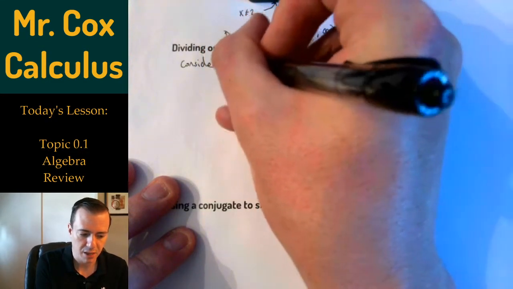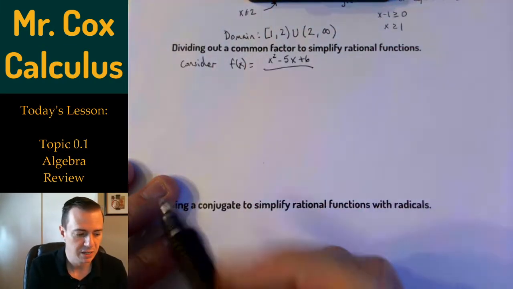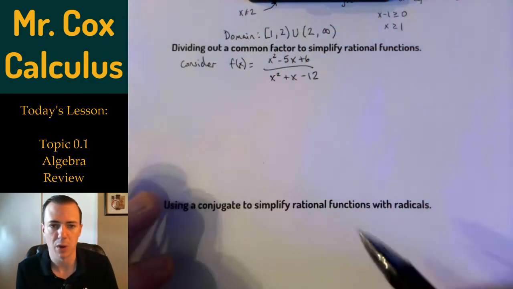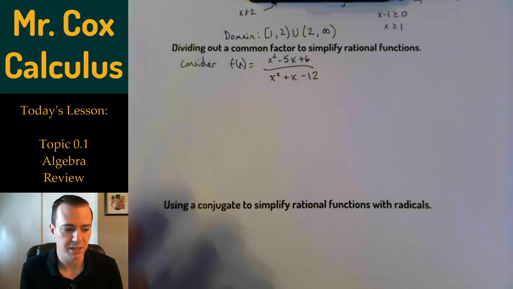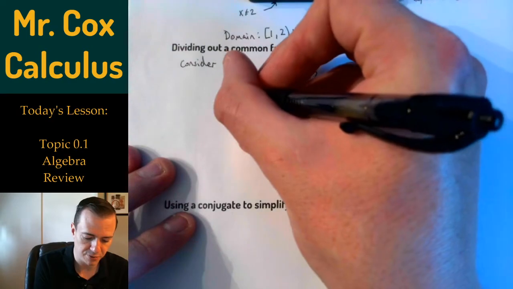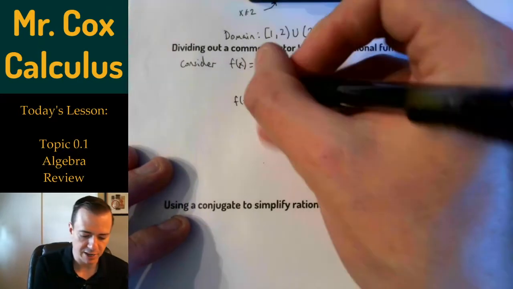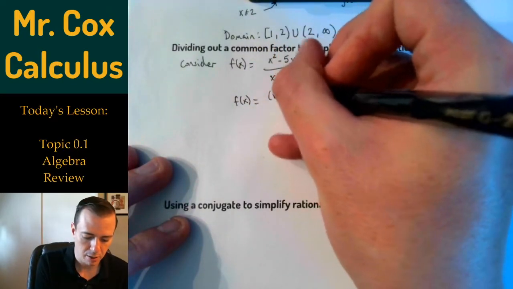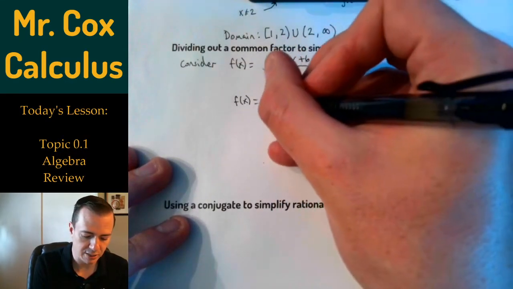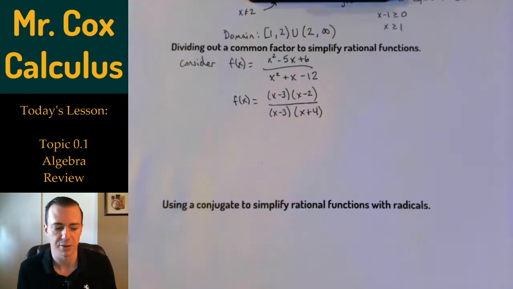f of x equals x squared minus 5x plus 6 in the numerator, and then in the denominator let's do x squared plus x minus 12. Now then, we can rewrite this particular function. We can factor the numerator, so let's go ahead and rewrite this function factoring both the numerator and the denominator. The numerator can factor out as x minus 3 times x minus 2, and the denominator will factor out as x minus 3 times x plus 4. And so that's what each of those factors out to.